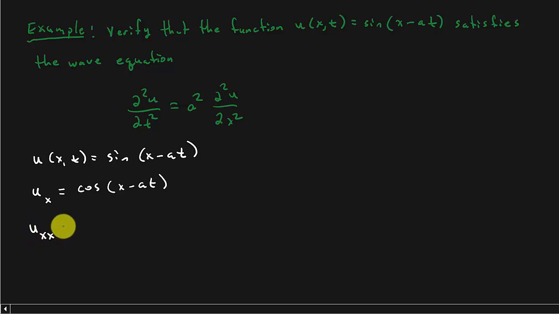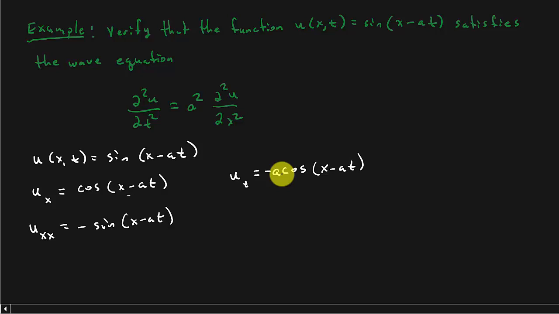And then we take the second partial. Well, the derivative of cosine is negative sine times the derivative of what you're taking the cosine of. So the derivative of x minus at is just 1. All right, and then we've got the partial with respect to t. So the derivative of sine is cosine times the derivative of what you're taking the sine of. So for the derivative of x minus at, this time t is our variable, so the derivative of x is 0, and the derivative of minus at is just negative a.